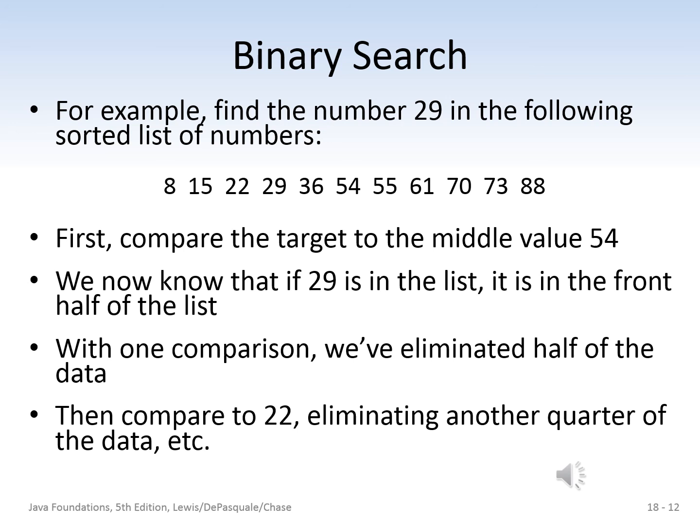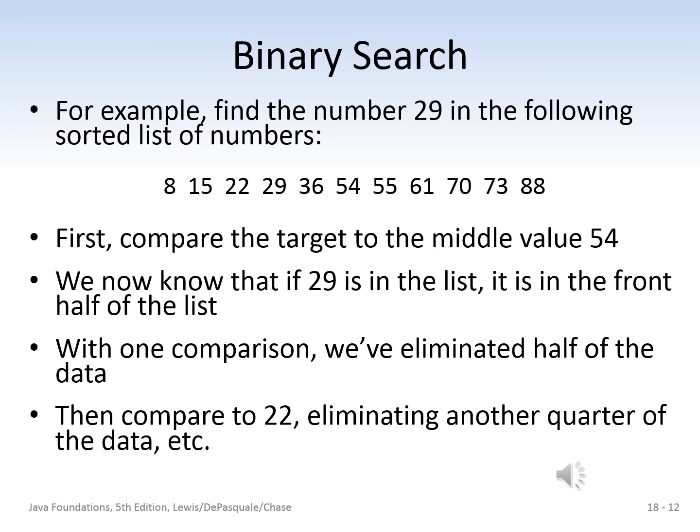Well, we know they're not equal. So if it's in the list, we don't know it's in the list at this point in time. And we do, but the algorithm hasn't proven that yet. So we know that 29 is less than 54. So we can eliminate inspection of 55, 61, 70, 73, 88. So we've already eliminated inspection of half of the elements.